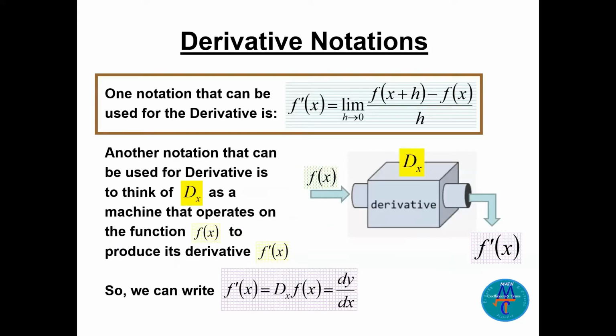Now, one way we can write the derivative, as we have seen before, f prime of x is equal to the limit of this difference quotient as h goes to 0. Another way we can see the derivative is as a function, because we can put f of x in, it's like a machine. So f of x, we put it inside this machine, the derivative, and we get f prime. So f prime we can write as d/dx of f of x, which is dy over dx. We have seen the notations before.